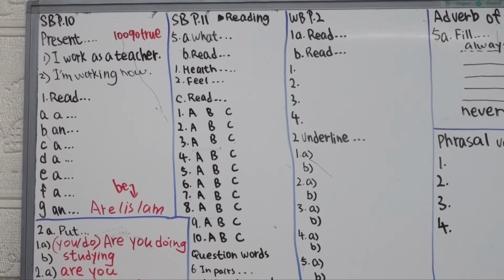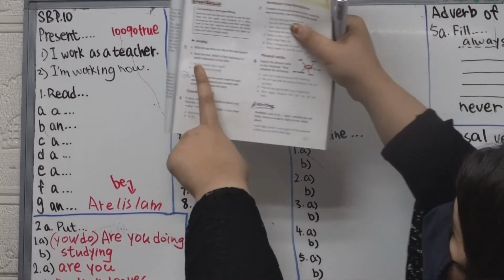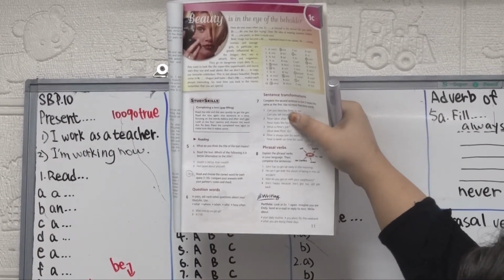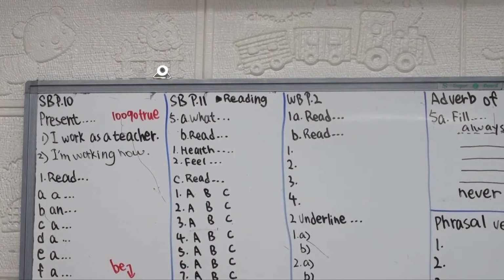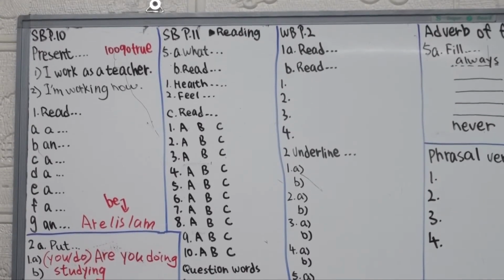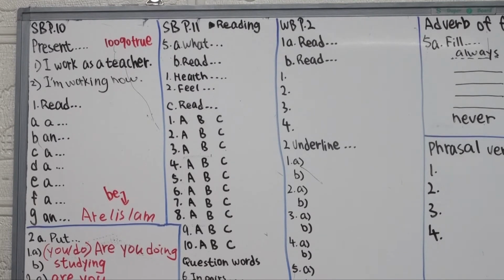Reading, 5A. Please look at 5A. So 5A is here. What do you think the title of the test means? So let's have a look at the title. Beauty is in the eye of the beholder. So basically it means what one person considers beautiful, another one may not. Maybe you think that's beautiful, right? But the other person may not think that is beautiful. So beauty is in the eye of the beholder. Okay, so everybody has different choices, different tastes, right? Yeah, so this is what it means.